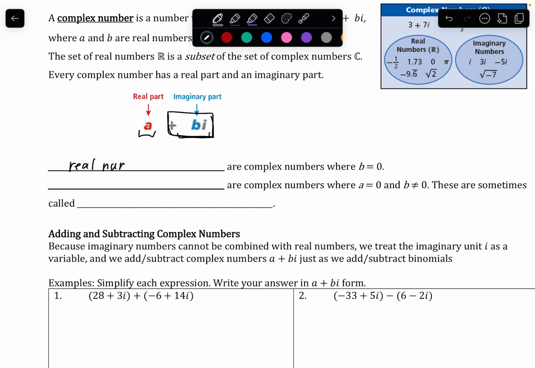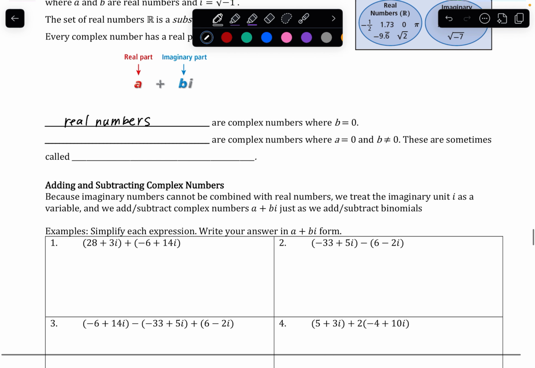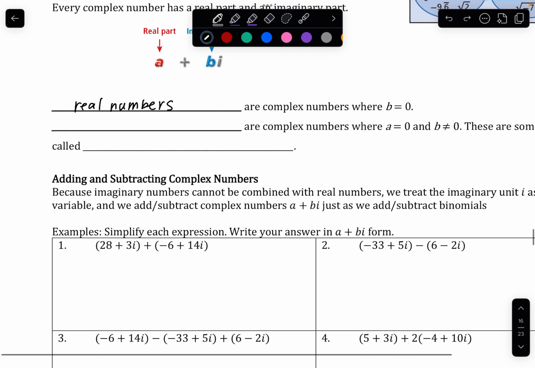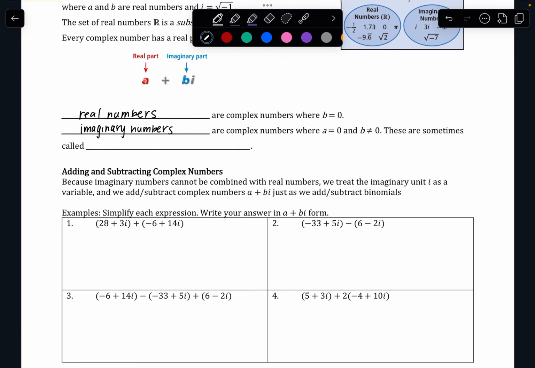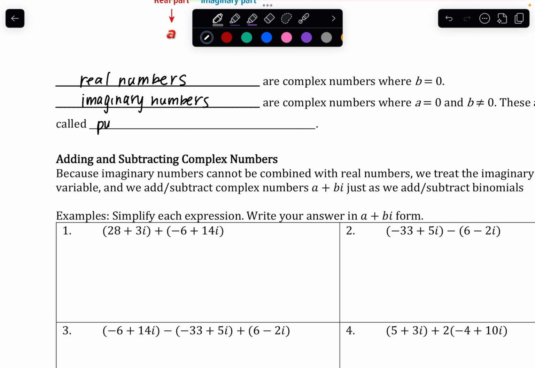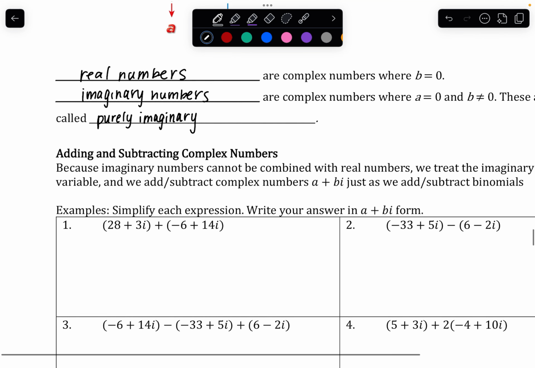Okay, and so if you do not have this bi part, you're just working with a real number. So real numbers are complex numbers where the b value is 0, so you don't even have this i term. And then if a is 0 and b is not, that means you only have the i part, and so those are considered imaginary numbers. They're just imaginary. And so these are sometimes called purely imaginary, or pure imaginary numbers because they don't have a real part.